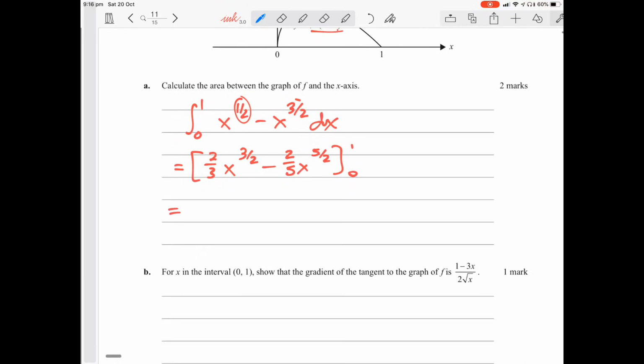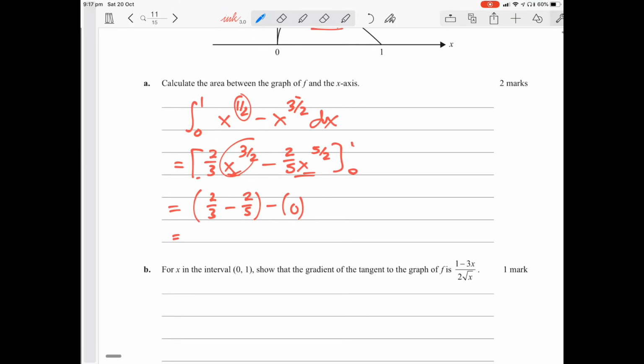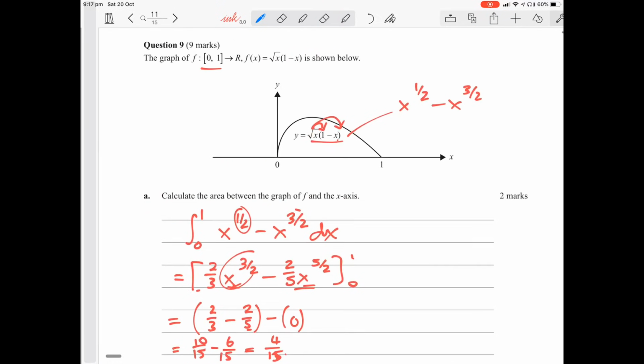They've given us nice numbers to work with here. If I put 1 in, I get 2/3 times 1, and 1 to the power of anything is 1, minus 2/5, and then subtract 0, because when I put 0 into both of them, it's 0. If I put that on 15, I get 10/15 minus 6/15, which is 4/15. So that's that area, 4/15.